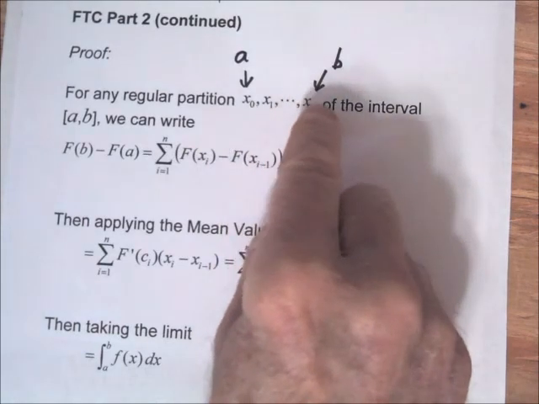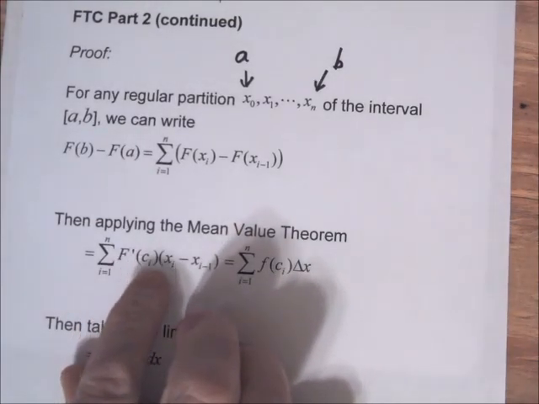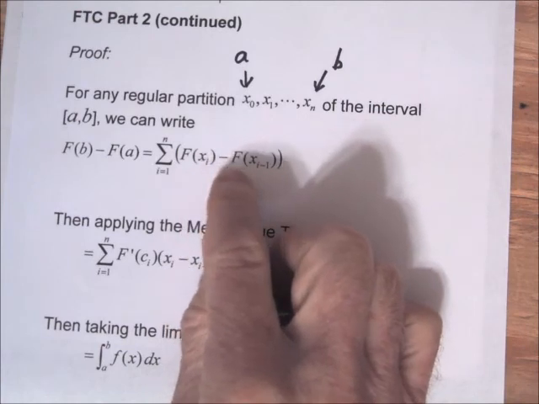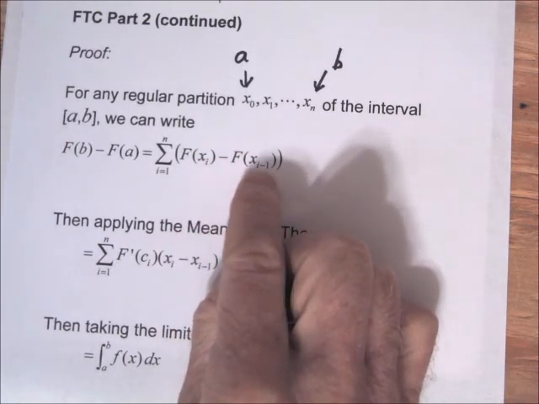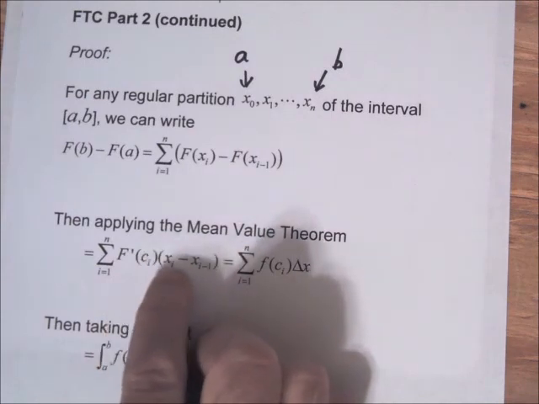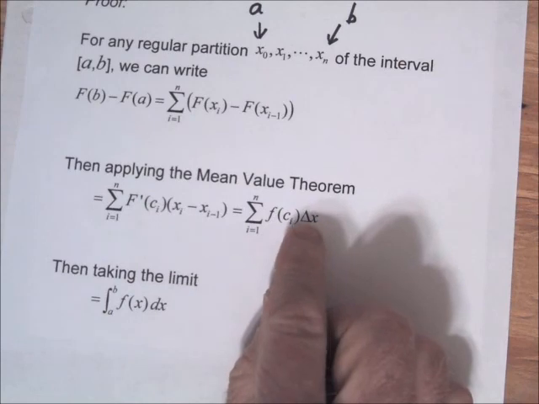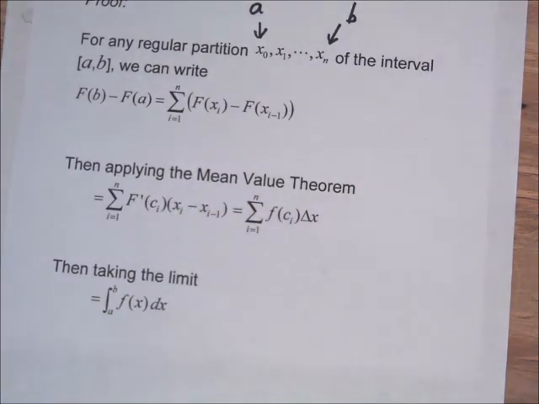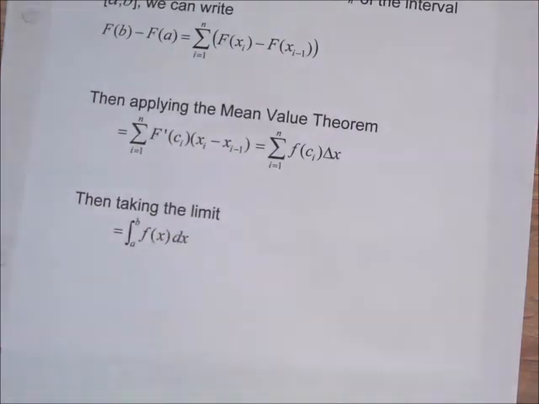So we're just splitting this into n different subintervals, and we can apply the mean value theorem. The mean value theorem says that on each subinterval, F of xi minus F of xi minus 1 is equal to F prime of ci for some ci times the quantity xi minus xi minus 1. So this xi minus xi minus 1 is just delta x, and ci is just some point on that interval. If we take the limit, we get the definite integral from a to b of f of x dx. And that concludes this presentation.